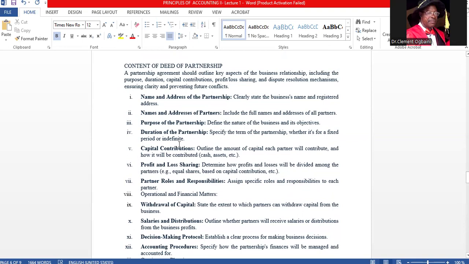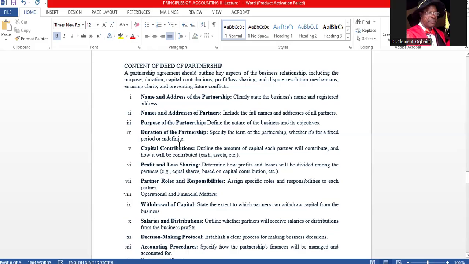Number one is the name and address of the partnership. That is the business: what will be the name of the business, what will be the nature of that business, and from which location will the business be carried out. Maybe your business will be carried out in Lagos. Maybe you are into ceramic, or into buying and selling of rice, or cement sales, or selling of clothes and fabrics. So the name of the business, you must state it, and also the location of the business.